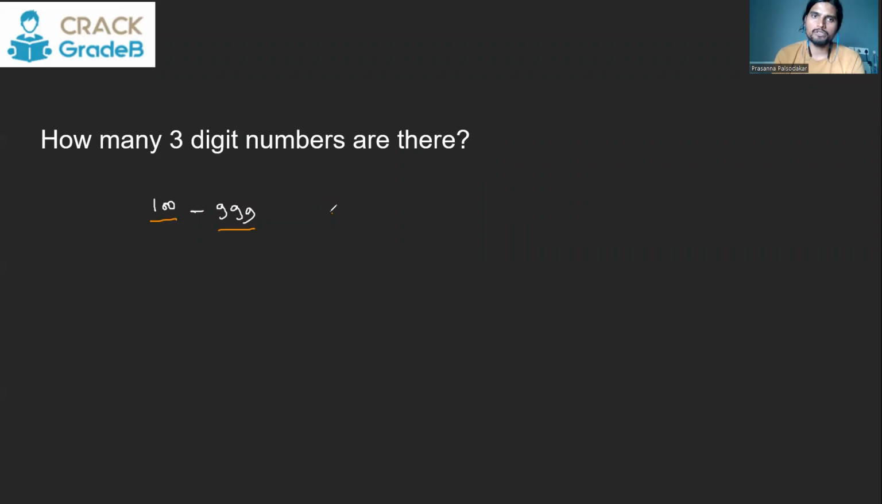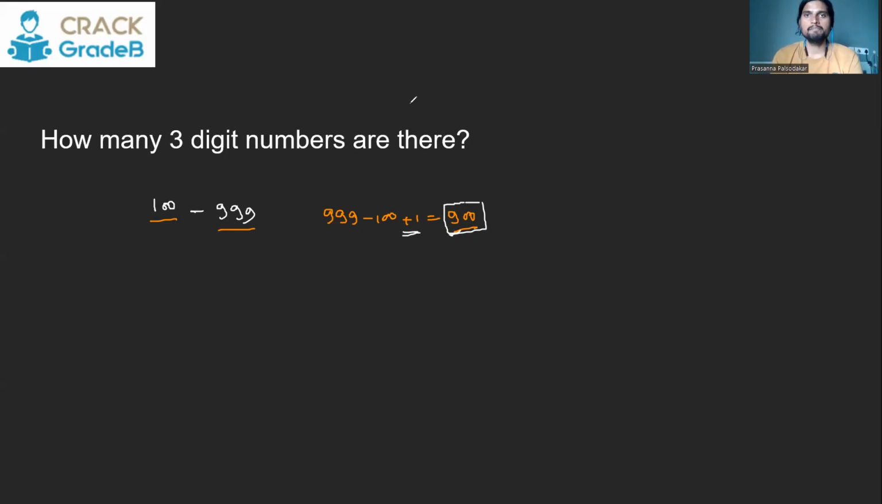If you have to include both, all you have to do is take the difference and add 1 to it. So the difference is 899 plus 1, that is 900. So there will be 900 numbers between 100 and 999, including both. If you have to include both, you have to add 1.